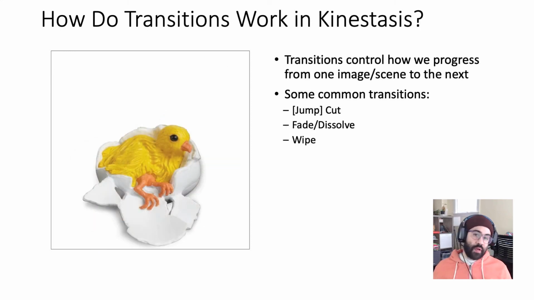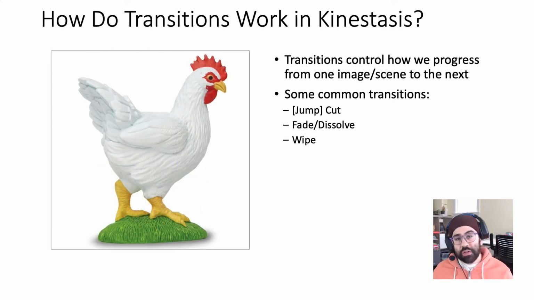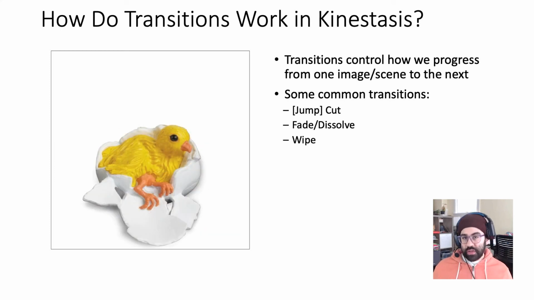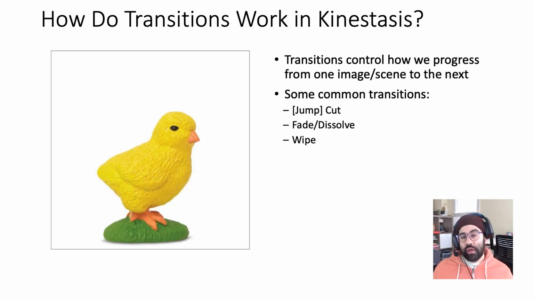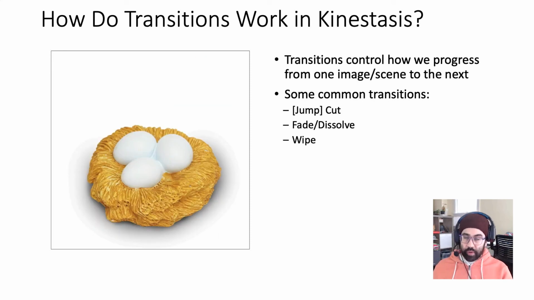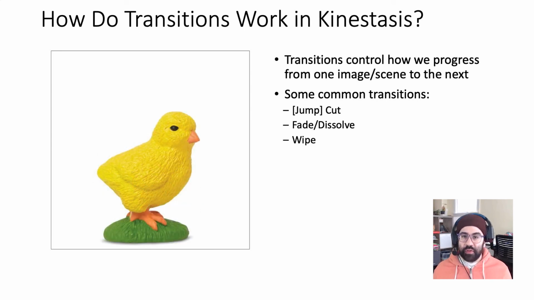Now, we can't talk about sequence or duration without also talking about transitions. So transitions are basically how we progress visually from one image or scene to the next. A few common transitions include a jump cut, where we abruptly shift from one image to the next, and that's what we saw in the last two examples.